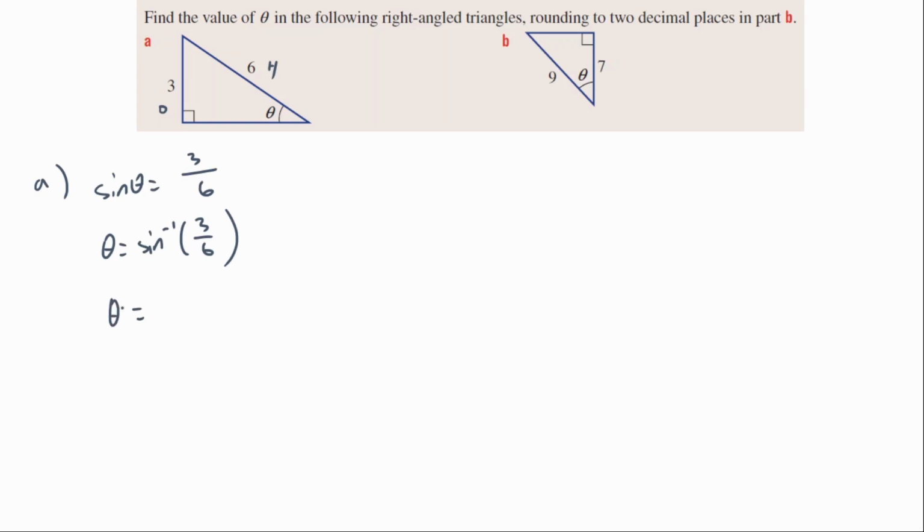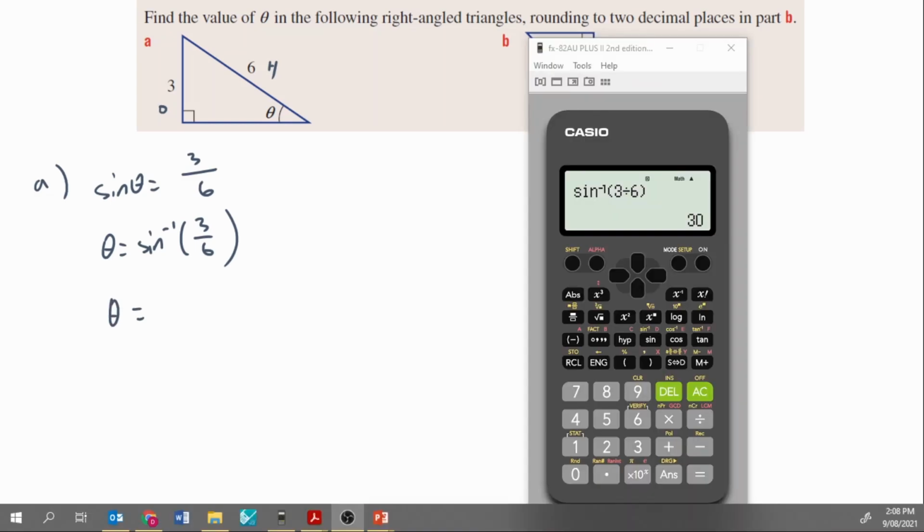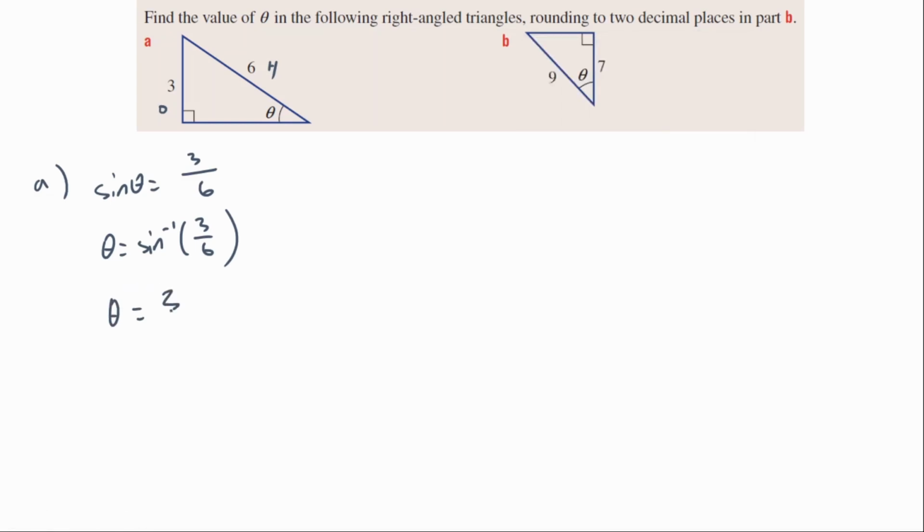And then we're going to pop that into our calculator. And when we do that, we get a value of 30 again. So give yourself a tick if you got 30 degrees. And question B, I'm using CAR again.